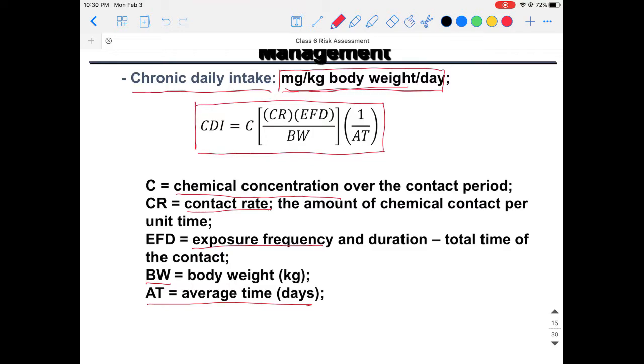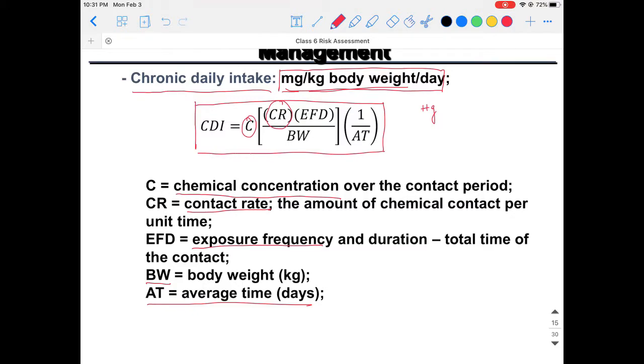Let's say, for example, we're drinking water. We want to understand what is the risk, or what is the chronic daily intake, by drinking water containing contaminants, for example, let's say mercury again. First, if we want to calculate this, we need to know the concentration of the mercury in the water, right? So the C here is going to be the concentration of the mercury. The CR, or the contact rate, basically means how much water you drink each time.